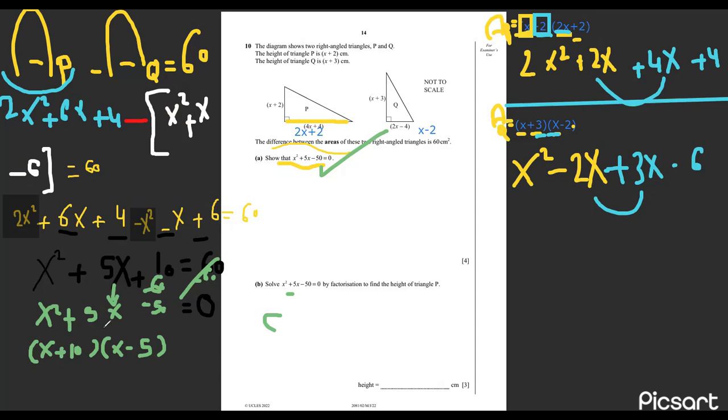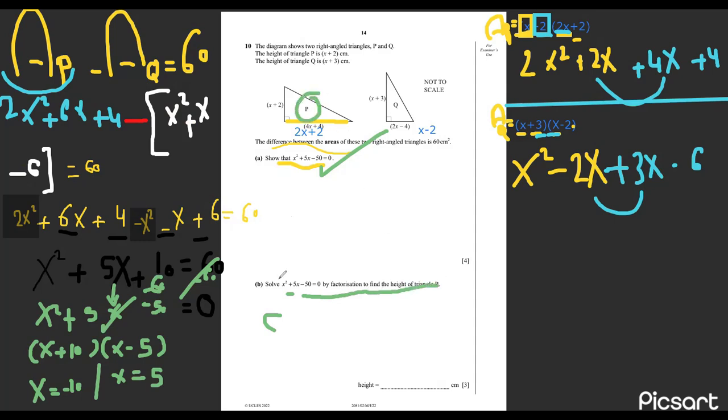10x minus 5x equals 5x, which is right. So here x equals 5, and here x equals negative 10. Remember, after factorizing, the question tells you to find the height of triangle P.